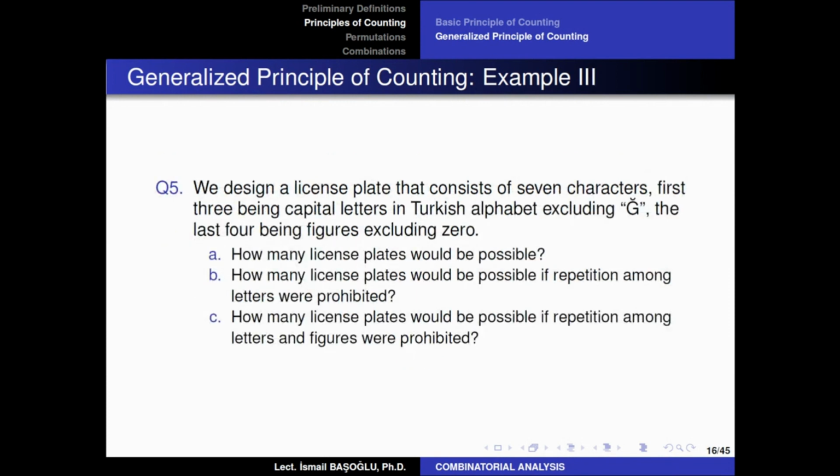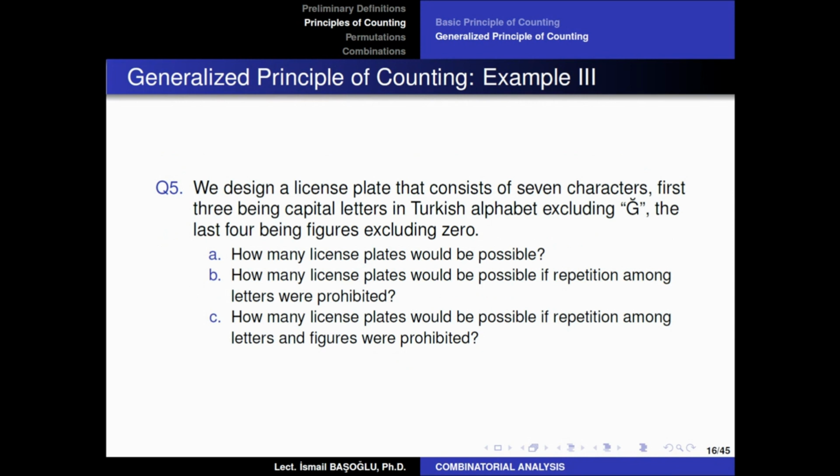Now finally, we can solve question 5. This is a much more practical question that we can observe in real life. Again, we are going to practice the generalized principle of counting here, but we need to understand the restrictions provided by the question this time. So we need to read carefully, we need to understand the question carefully so we can apply the generalized principle of counting. So here we are going to design a license plate that consists of 7 characters.